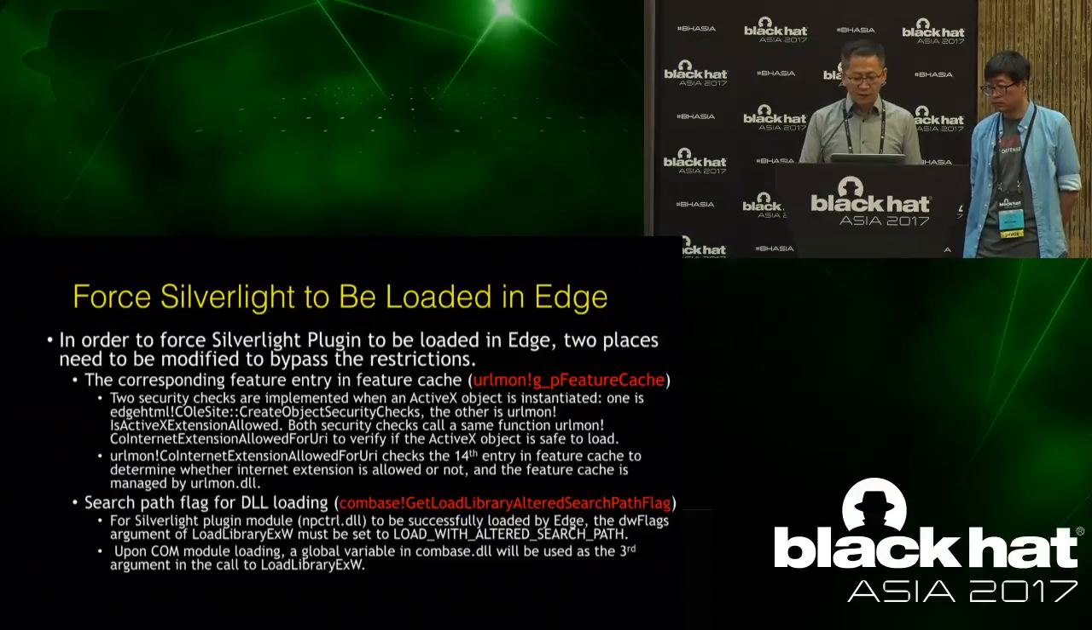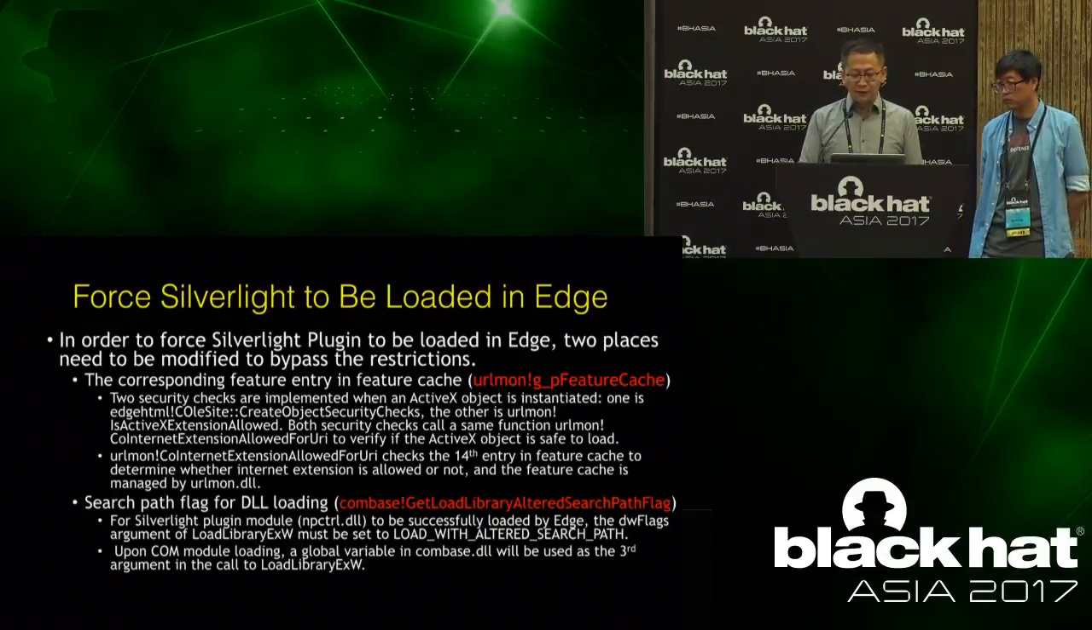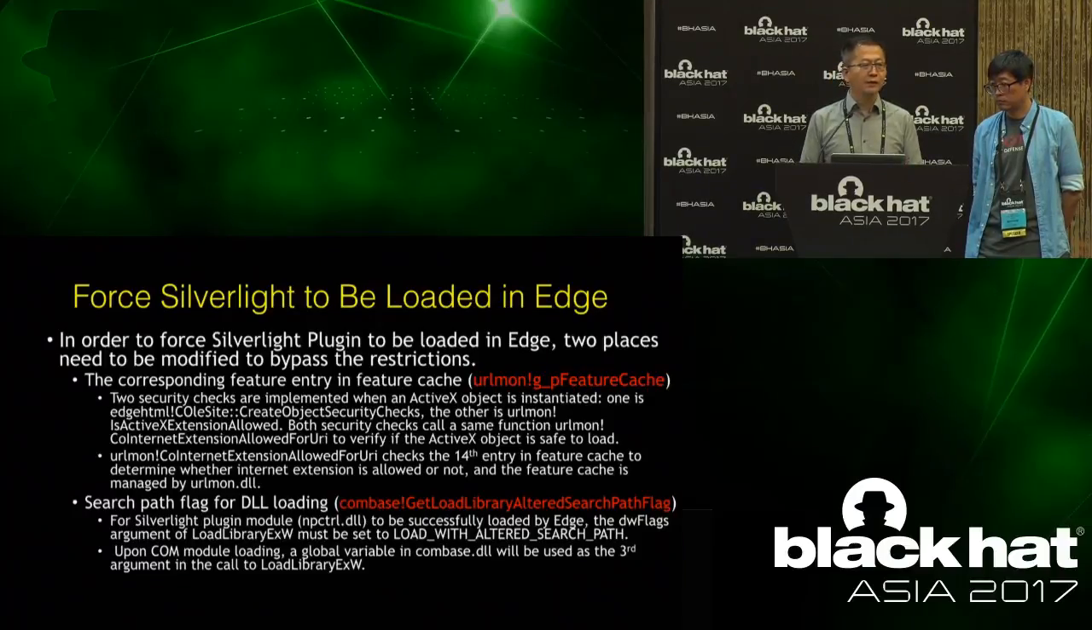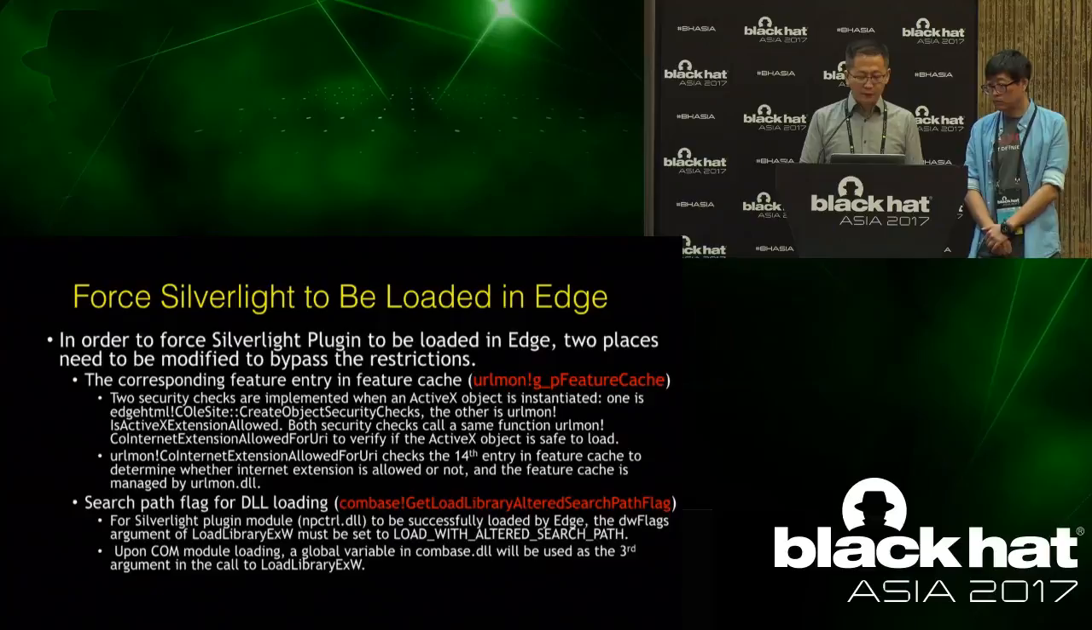This check, what it does is check the 14th entry in the feature cache to determine whether or not that internet extension is allowed to be loaded. So we know that the feature cache is managed by urlmon.dll. Therefore, the only thing we want is to see how to manipulate it. The next check is the COM-based get load library altered search path flag. That flag also determines whether or not the DLL loading can be successful. For the success of our attacks, we have to be able to set this particular flag to something we want. In this case, it's load with altered search path.